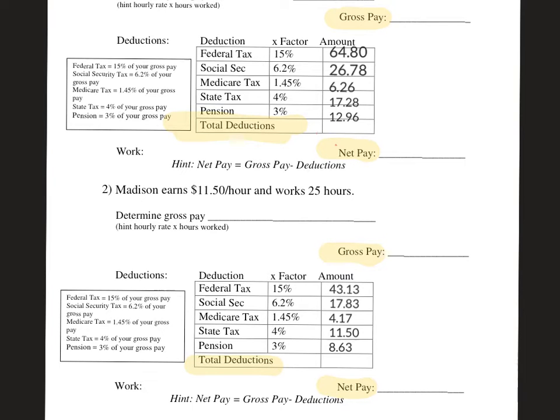All right, so these are the instructions for today's worksheet. Basically, you're given some information. For number 1, we're given the information that Sandra earns $13.50 an hour and works 32 hours. So the first thing we want to do is figure out her gross pay, right? So what is her gross pay?